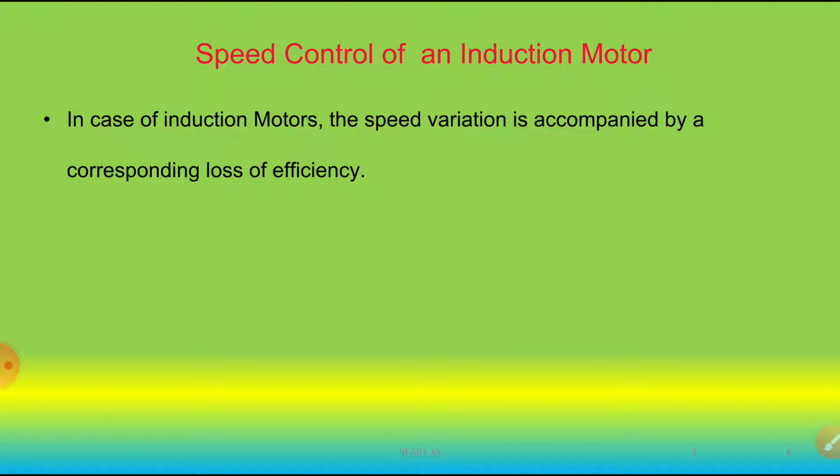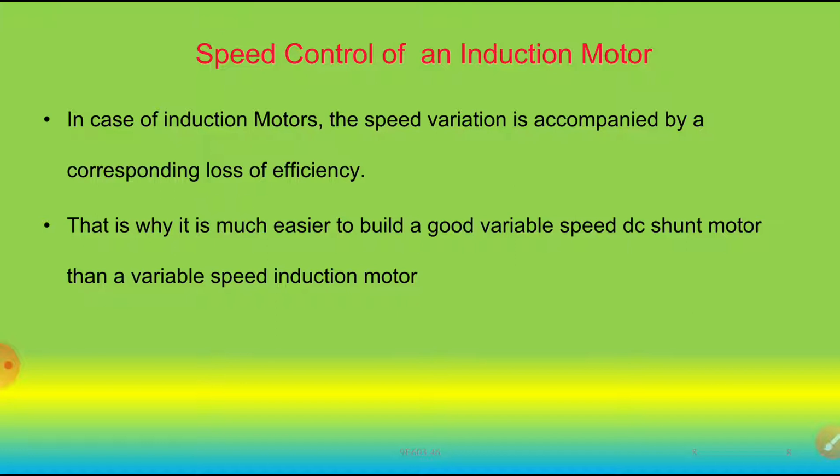In case of induction motors, the speed variation is accompanied by a corresponding loss of efficiency. If we try to change the speed by those methods, we lose more, and at the same time the frequency also changes, that is, efficiency will decrease. In case of DC motors, loss may not be there and efficiency is nearly constant, but in this case we are going to lose some amount of power. If the losses are more, automatically the efficiency of the motor will decrease.